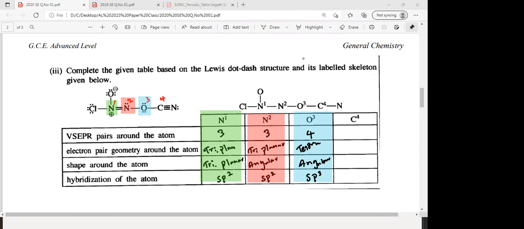C4, I'll use pink. C4 pink. How many? So it's 2, then it's linear. It's linear, and here also it's linear, and here it's sp.